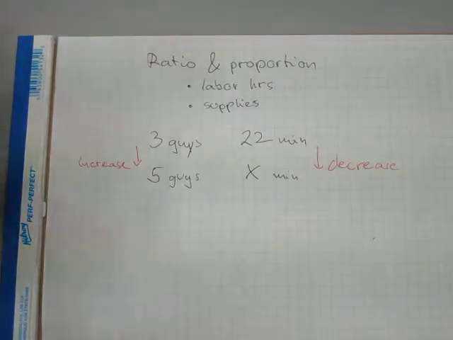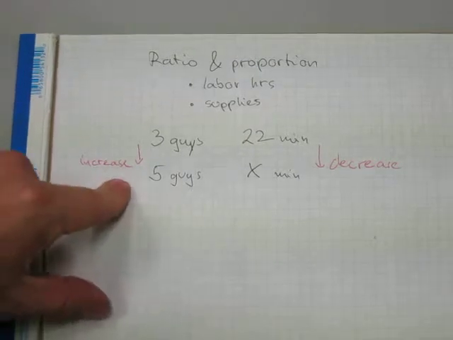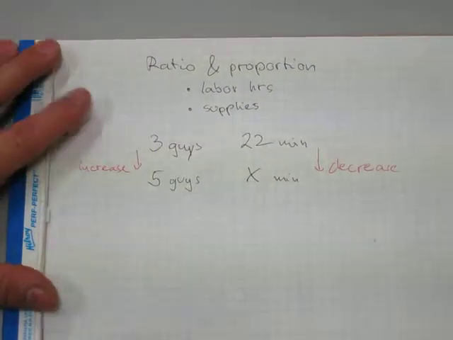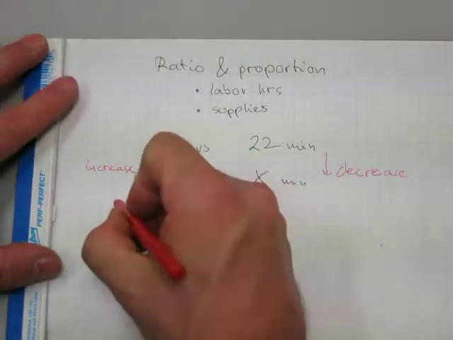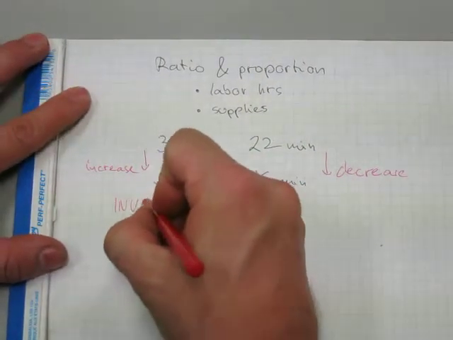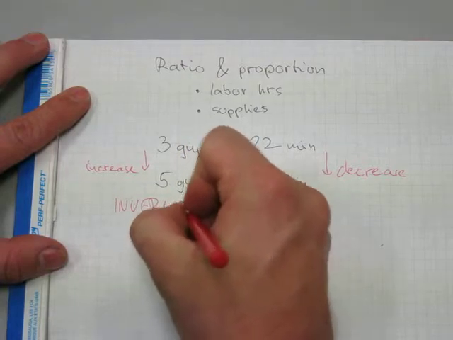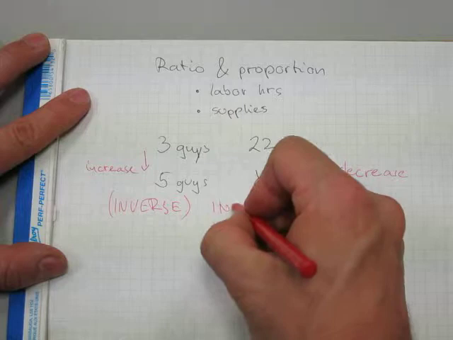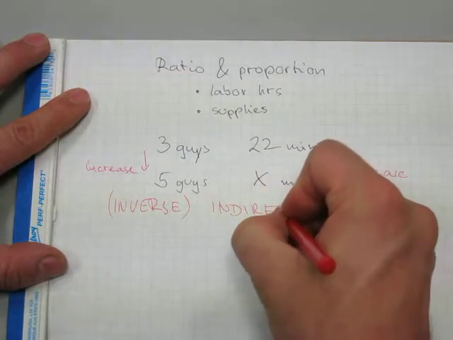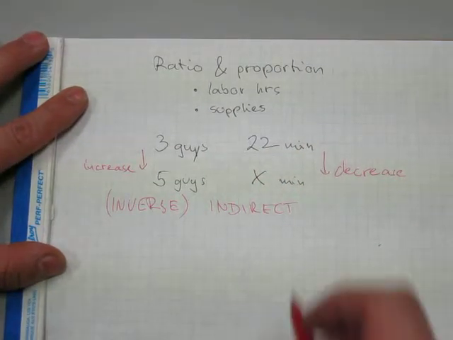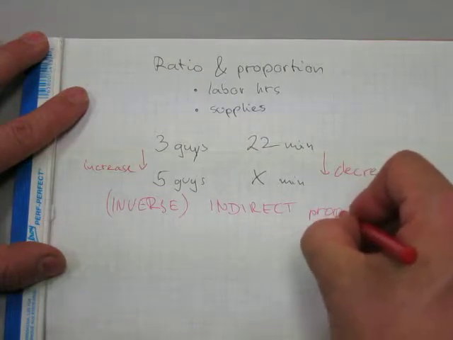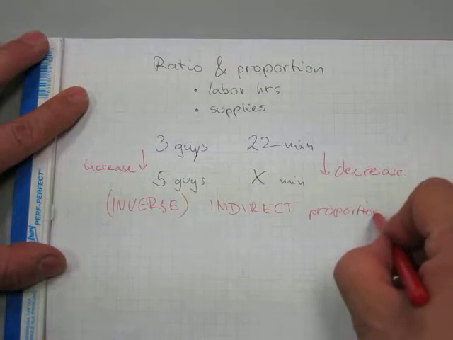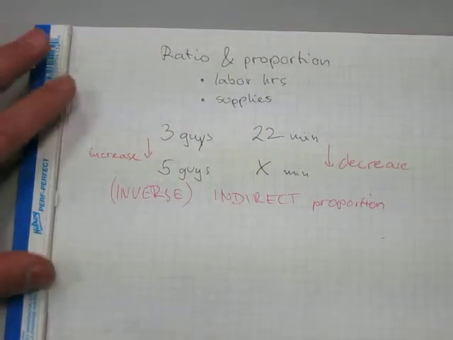Because with the increase of the number of people, the time decreases. It is an inverse relationship. Inverse relationship, also known as indirect proportion. There. So how do we write this one up?